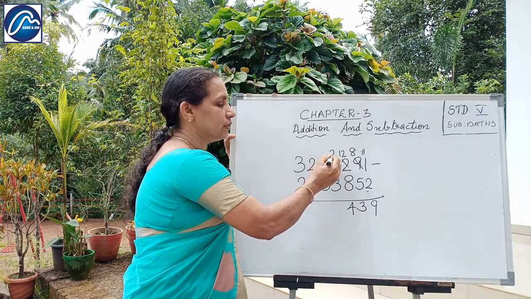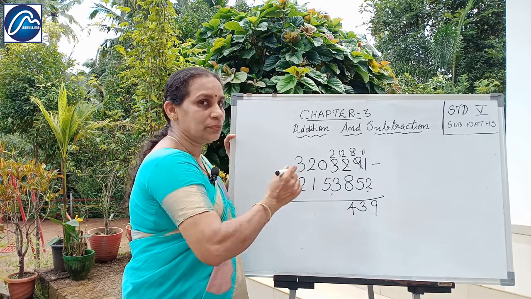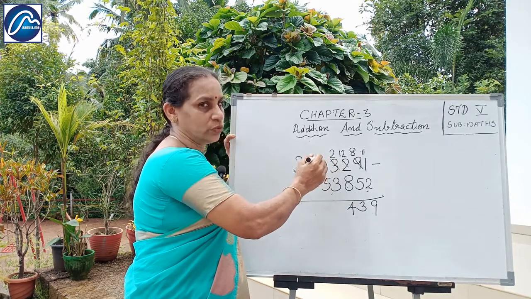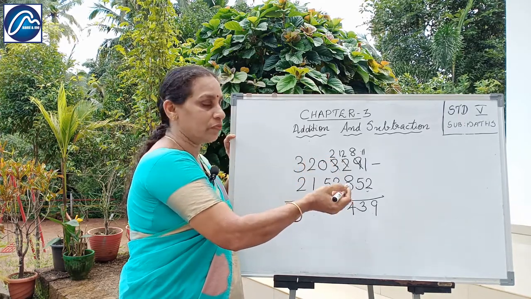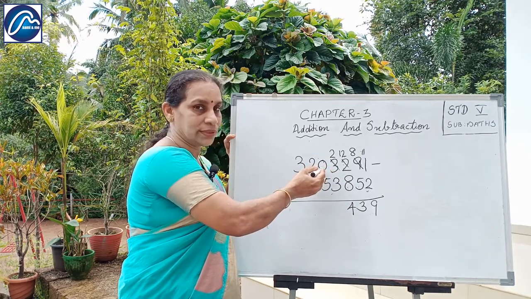And what is this? 2. Can you subtract 3, that is a bigger number, from a smaller number? No, it is not possible. So what will we do? We will borrow from the next digit, okay?